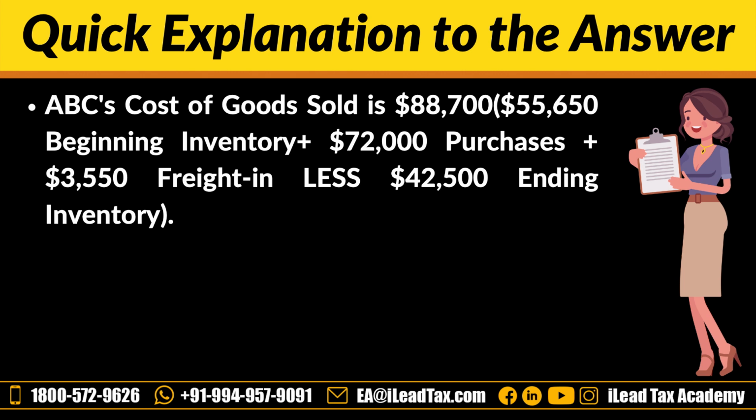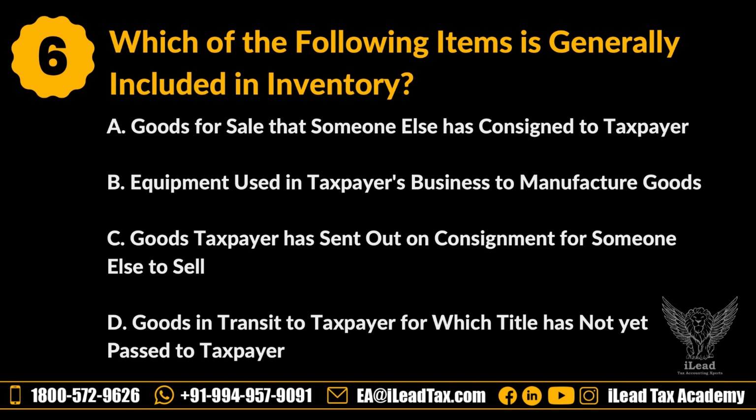Let's go to the next question. Which of the following items is generally included in inventory? A. Goods for sale that someone else has consigned to taxpayer. B. Equipment used in taxpayer's business to manufacture goods. C. Goods taxpayer has sent out on consignment for someone else to sell. D. Goods in transit to taxpayer for which title has not yet passed to taxpayer. Let's see what is the answer.